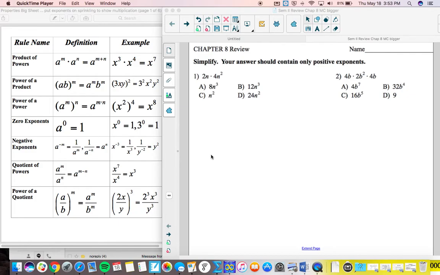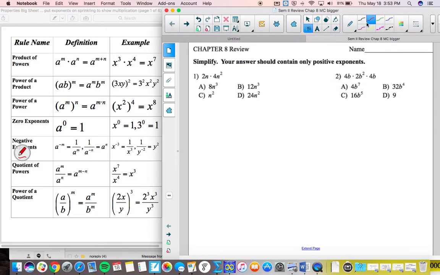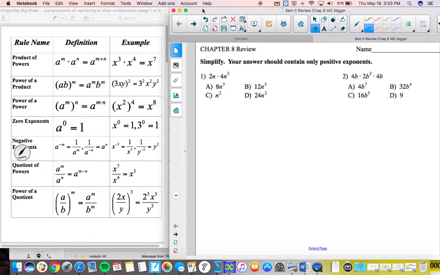So here what we're looking at is chapter 8, which we're going to see expressions with exponents in it, and it'll ask us to simplify the expression to make it more simple. So there are some rules that will help us do that simplifying. Here they are on the left. If these don't appear on the note sheet that you will get or that you have for your final, you might want to put some of these down.